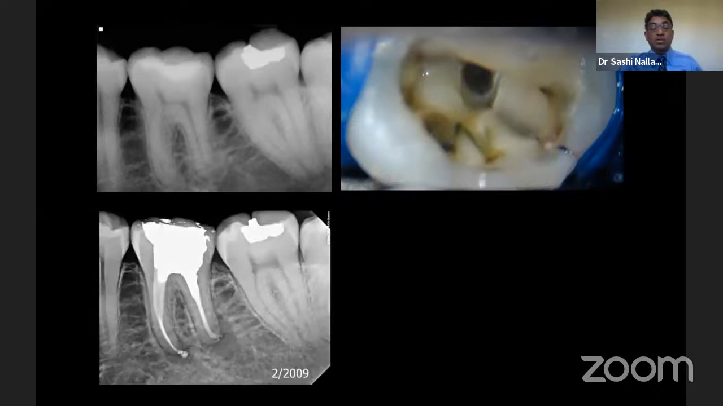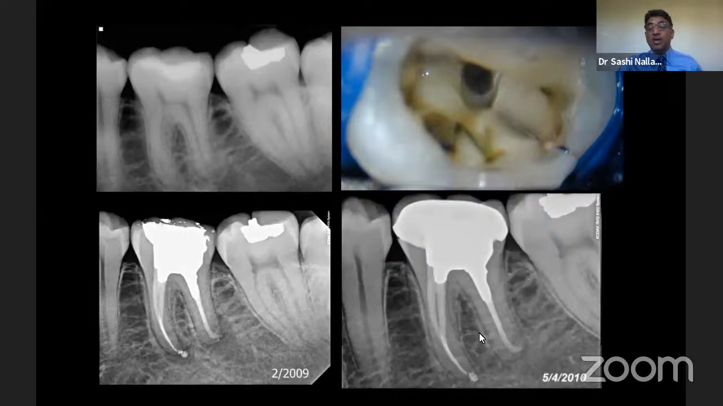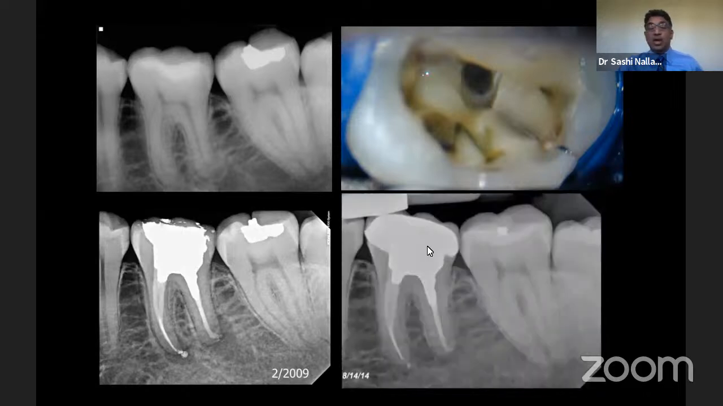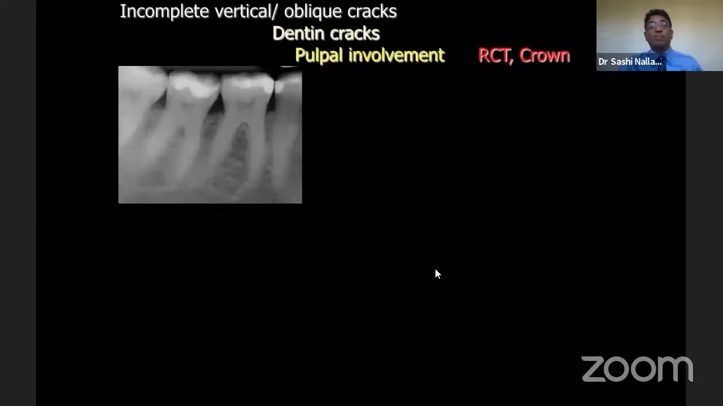Root canal treatment was done in 2009. Patient came back in 2010. Everything looks fine, has a crown on the tooth. So tested within normal limits. And this is 2014, 5 years later, the tooth is still in patient's mouth and perfectly fine. And then you have pulpal involvement. Again, one more case like this.